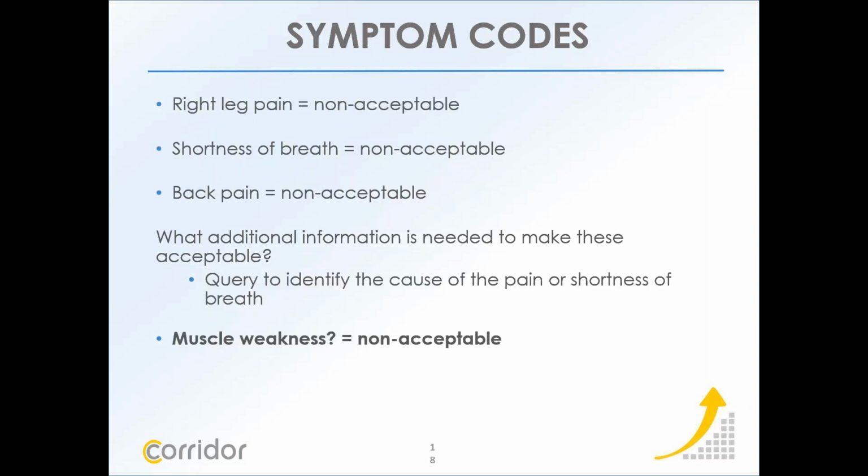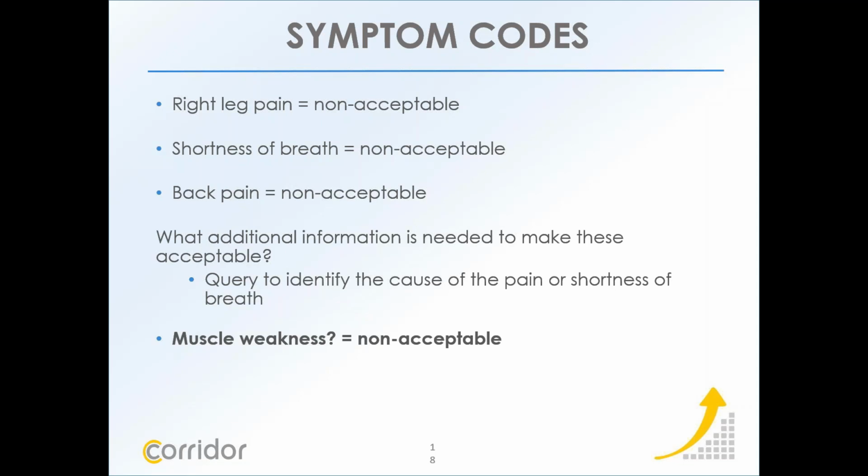Next slide, please. Some other symptom codes: right leg pain, shortness of breath, back pain. We see these quite a bit. They come in as the reason why we're seeing the patient, and this is something that CMS is really harping on. What is the cause of that back pain? What's the cause of the shortness of breath? Why is their leg hurting? We need to query on that. If it's not documented in the chart, query to identify the cause of the pain and shortness of breath.